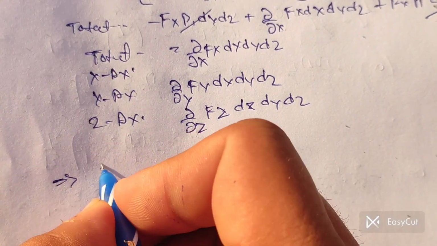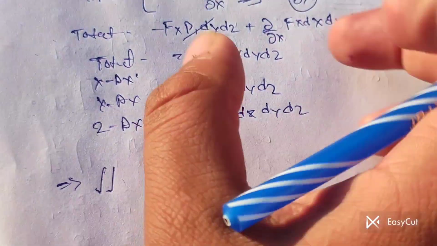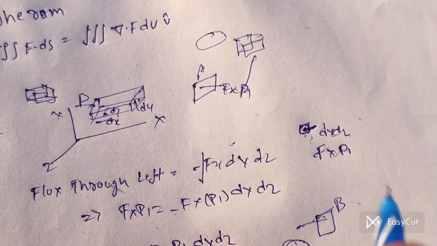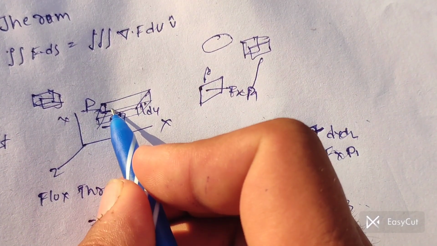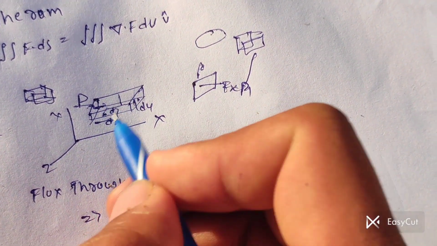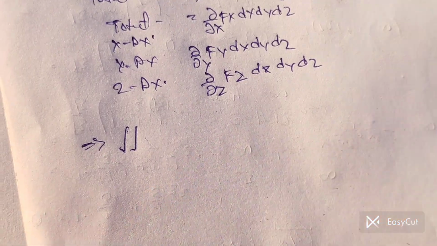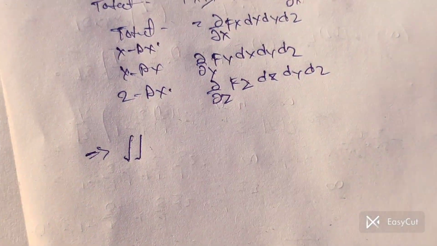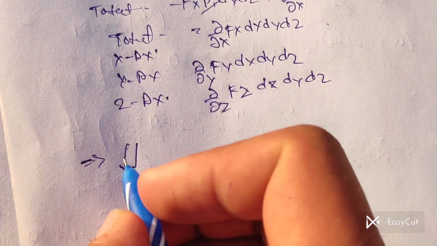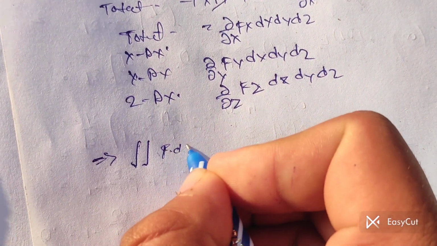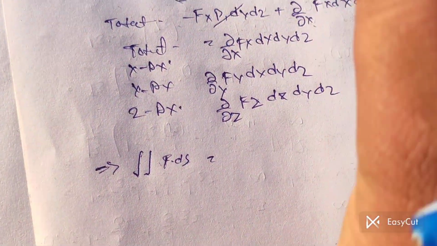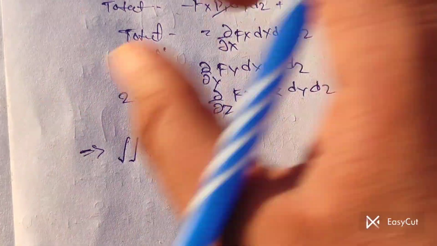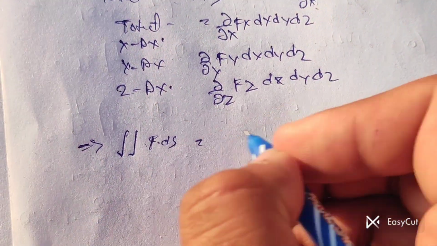So the total flux at the surface: we calculate the surface from the x axis side, from the y axis side and from the z axis side. The total surface flux is F dot dS, and when we sum up everything it becomes the surface integral. That's why we integrate it.